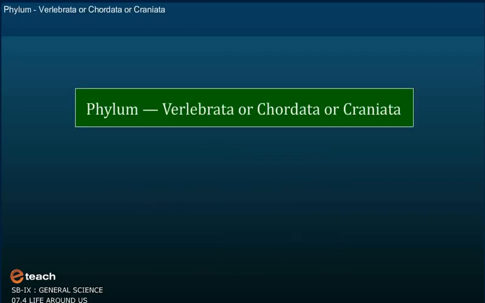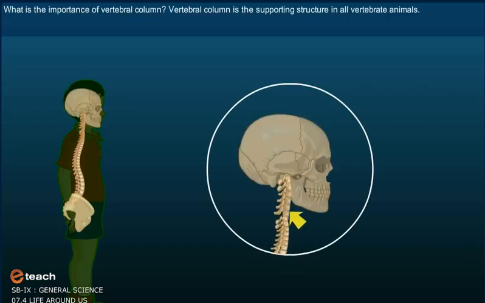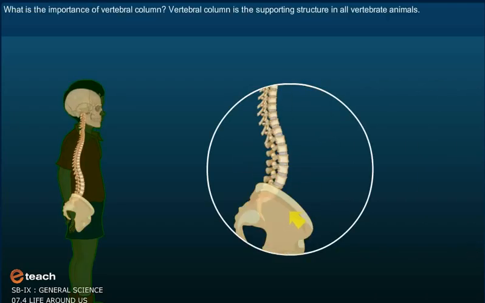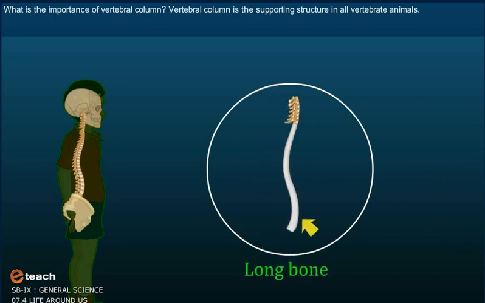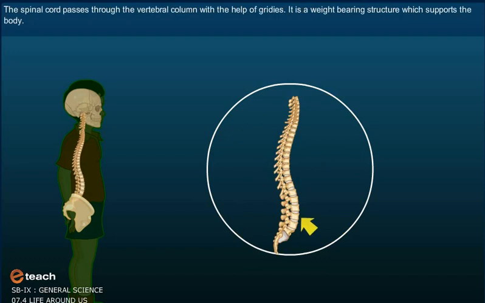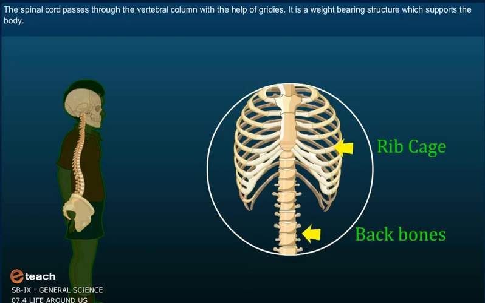Phylum Vertebrata or Chordata or Craniata. Activity: what is the importance of the vertebral column? The vertebral column is the supporting structure in all vertebrate animals. The spinal cord passes through the vertebral column with the help of neural arches. It is a weight-bearing structure which supports the body.